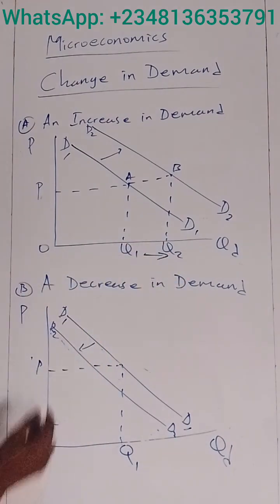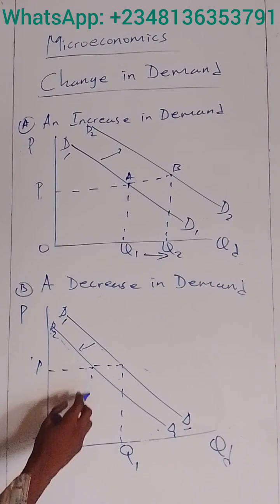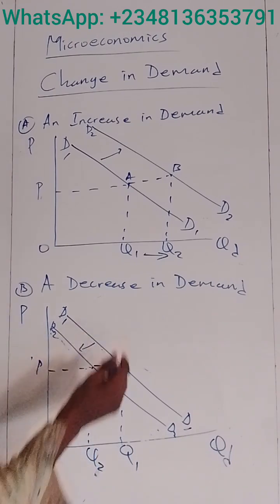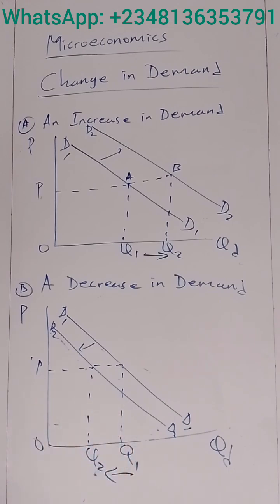Don't forget, at the old price, look at this price where it touches this line. We trace it down, we have Q2. You can see there is a decrease in the quantity demanded at the old price. So summarily, when there is a decrease in demand at the old price, it means a shift in demand curve while the price stays the same, and the effect will be on the quantity. The quantity will fall. That is the end result.